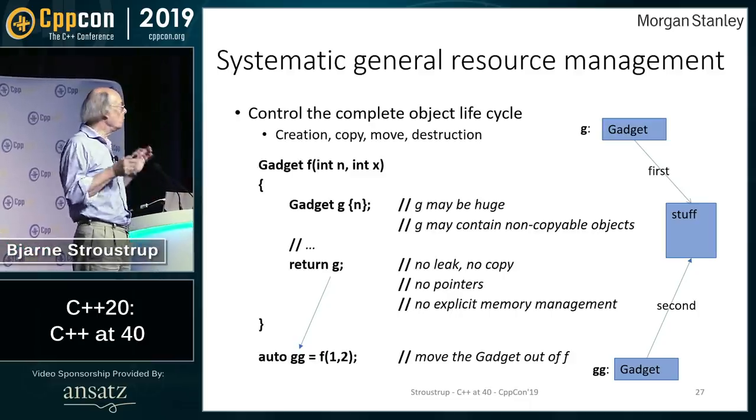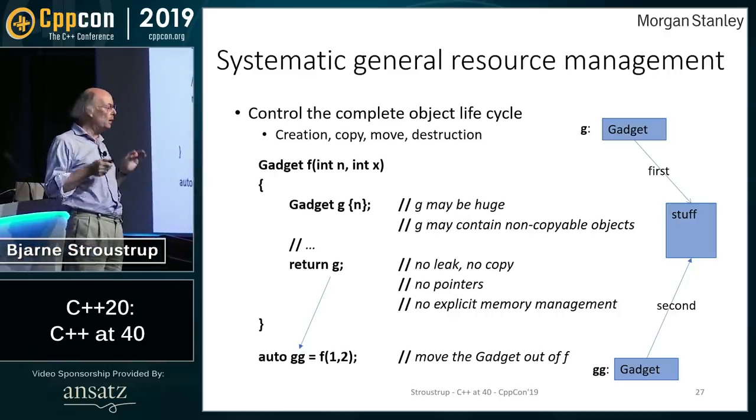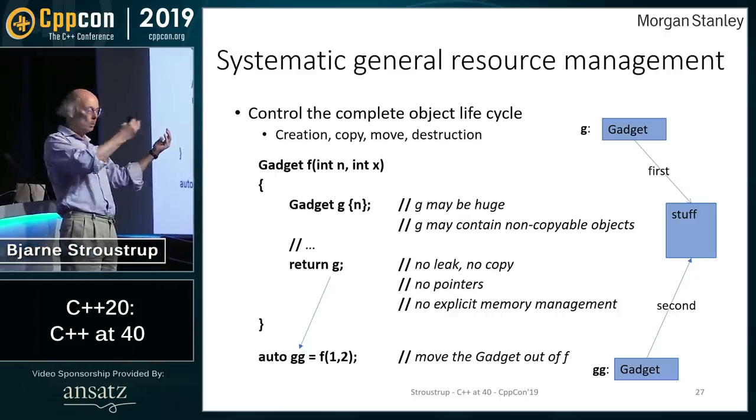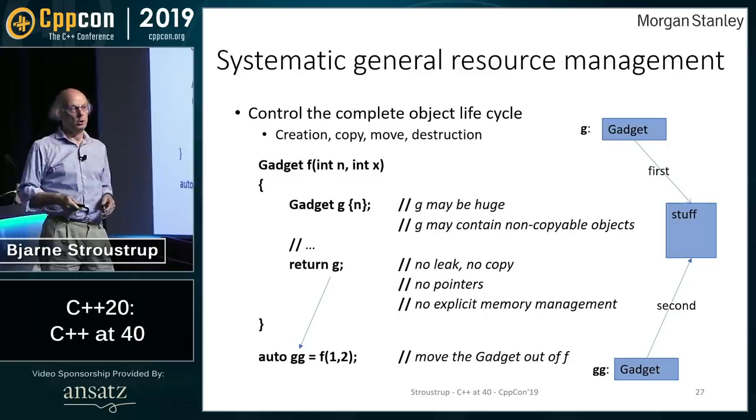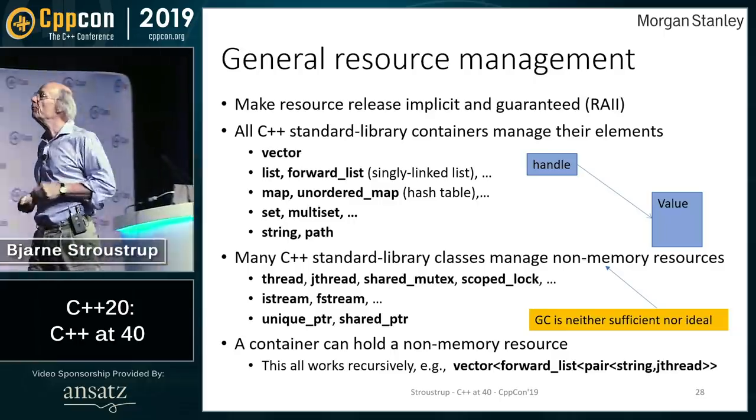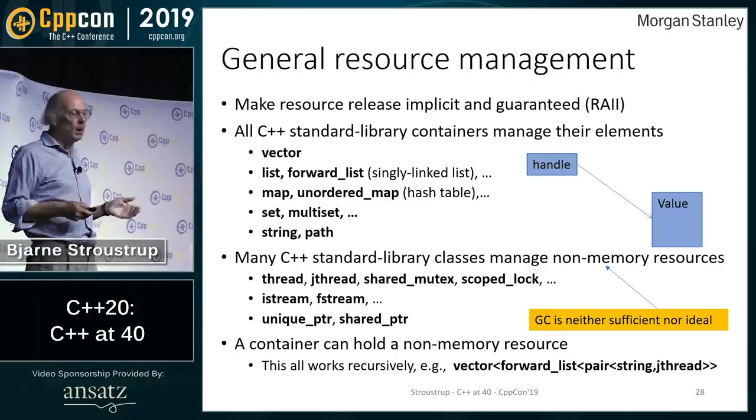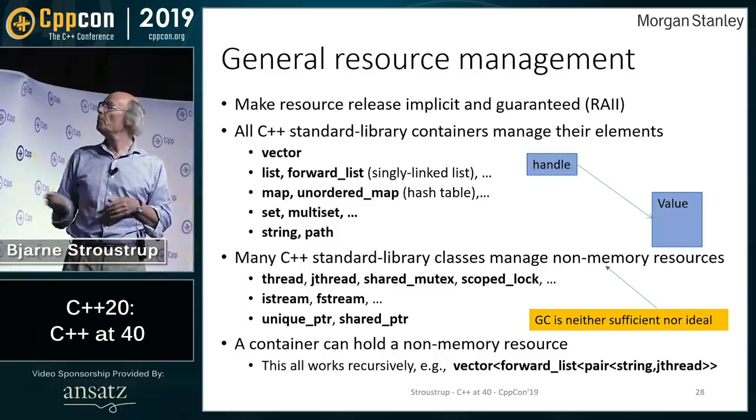And now we have complete control of the object life cycle. Creation, copy, move, and destruction. That's important. And this is sort of pervasive in the standard library. I wish it was pervasive in all libraries, but we're getting there.